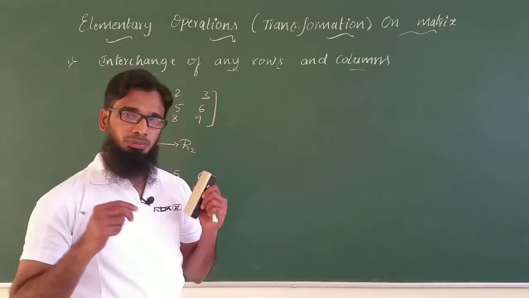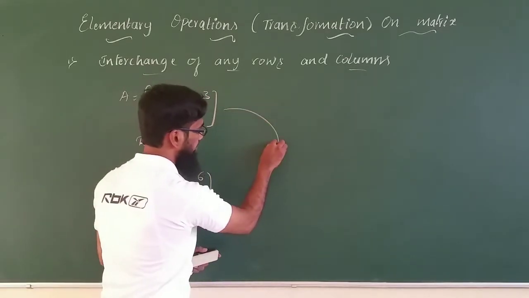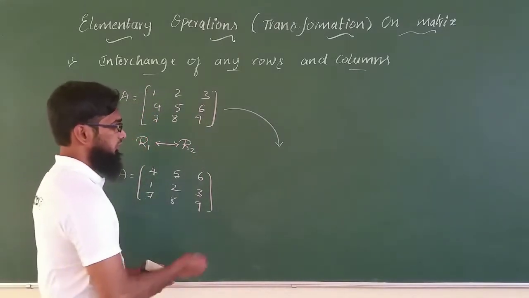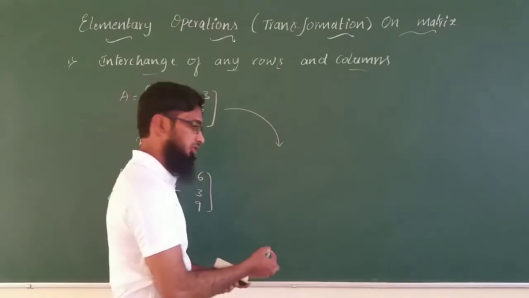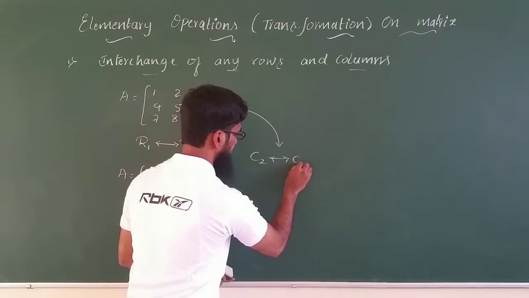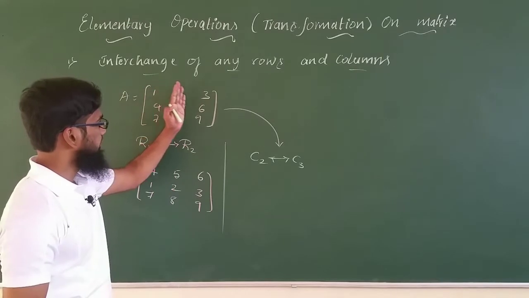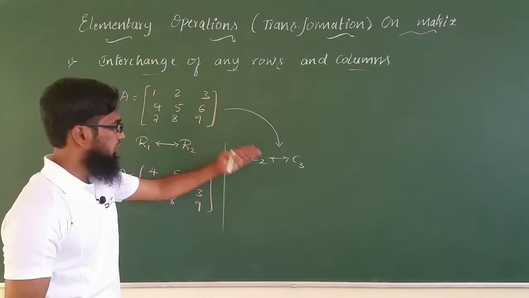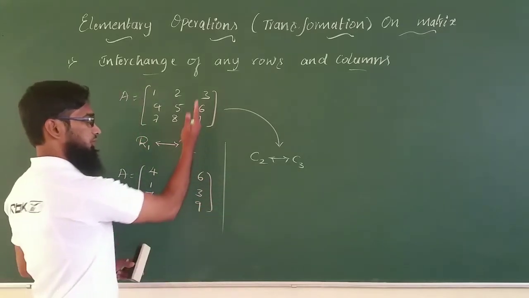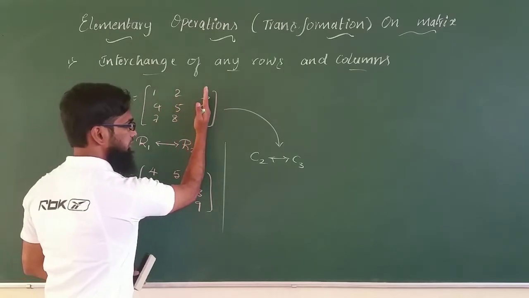If I apply the same operation to the columns, what happens? Take the same matrix and apply the elementary operation for the columns: C2 interchange with C3. This is C1, this is C2, this is C3. According to this operation, I have to replace C2 with C3, and the C2 elements I have to place in the position of C3.